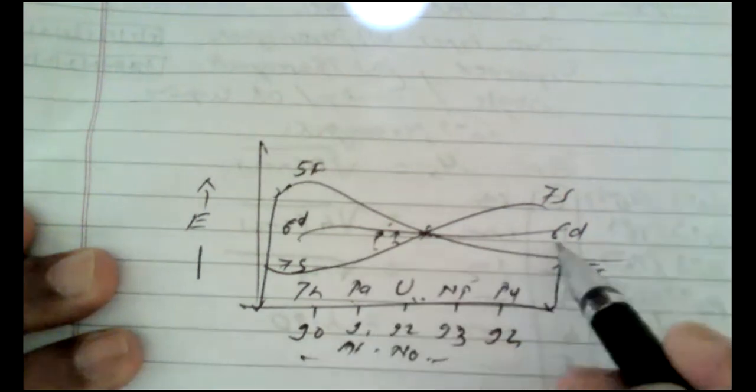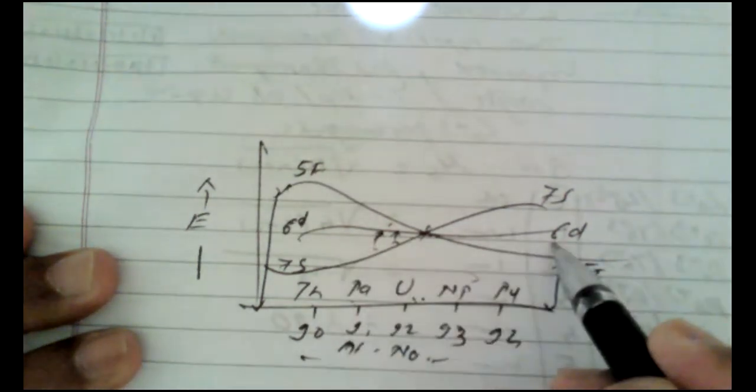That means consider the 5f orbital before uranium. Before uranium, the 5f orbital has high energy. See this. But after uranium, the 5f orbital has low energy. The 6d orbital before and after uranium has almost the same energy. But consider the 7s orbital. Before uranium, it had low energy, and after uranium, it has high energy.